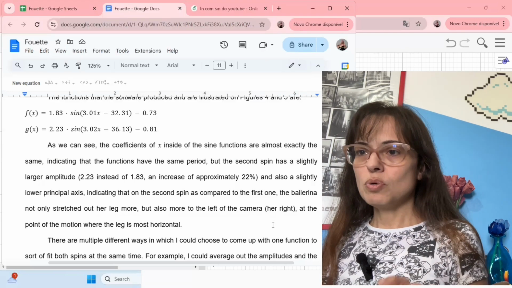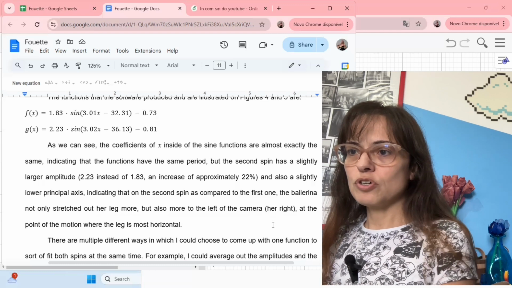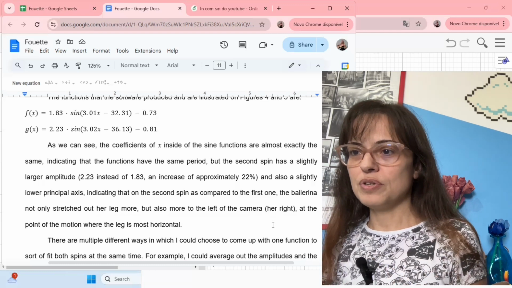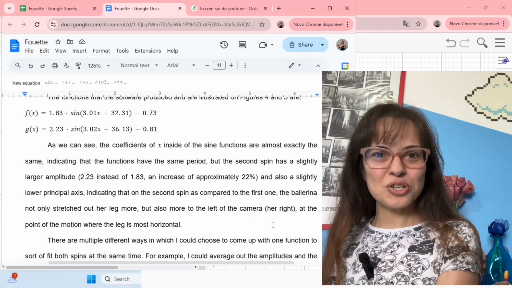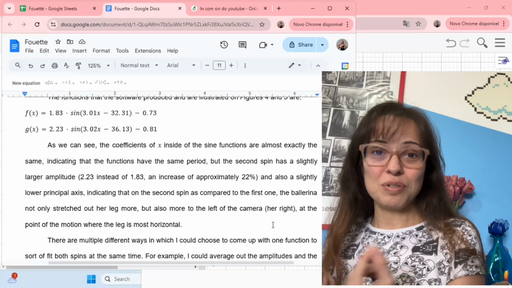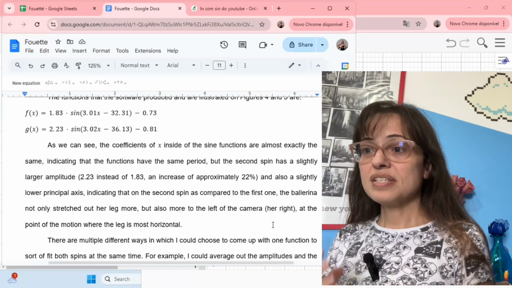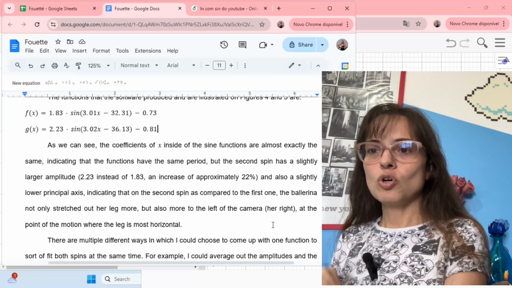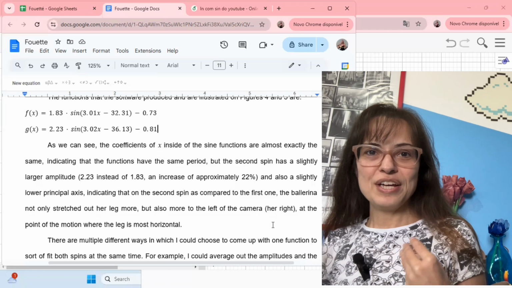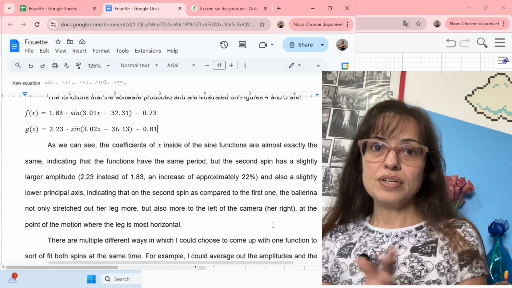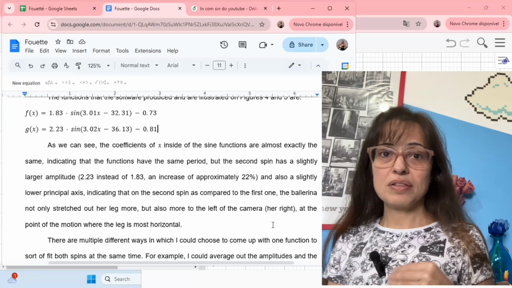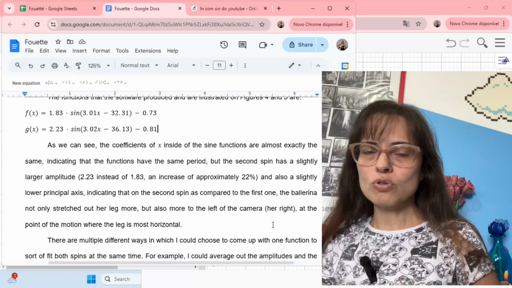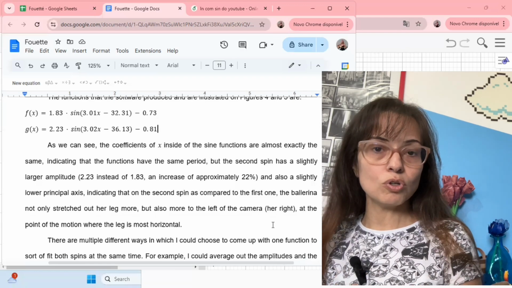As we can see, the coefficients of x inside of the sine functions are almost exactly the same, indicating that the functions have the same period. See what I did there? I showed that I know how to read the period of a function. But the second spin has a slightly larger amplitude and also a slightly lower principal axis. So I am showing that I know where to read these things in the function, and at the same time showing that I know the vocabulary for these things, which is also good for B, mathematical communication.